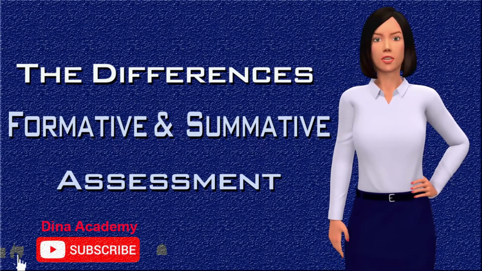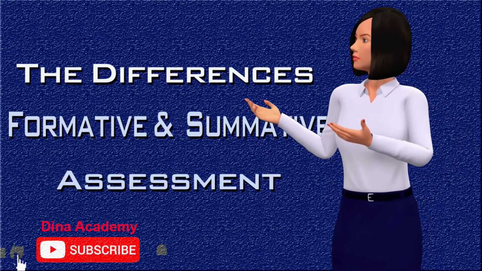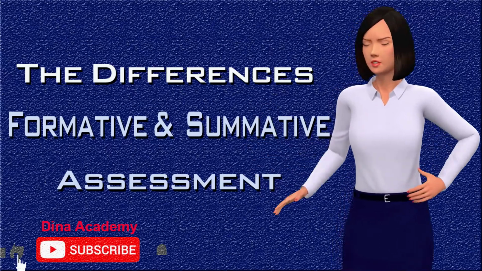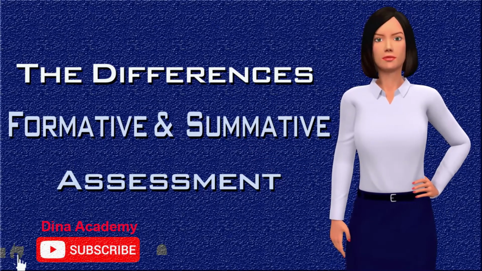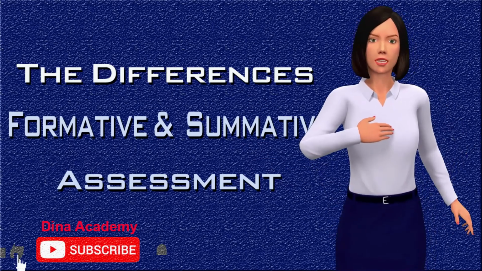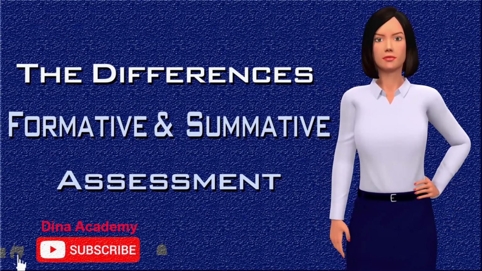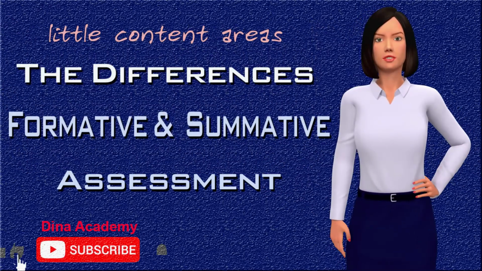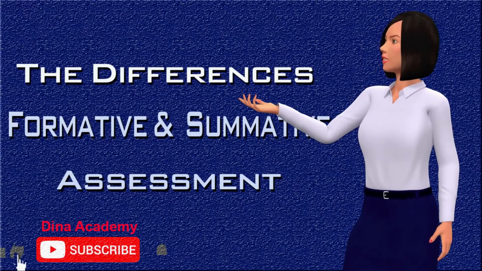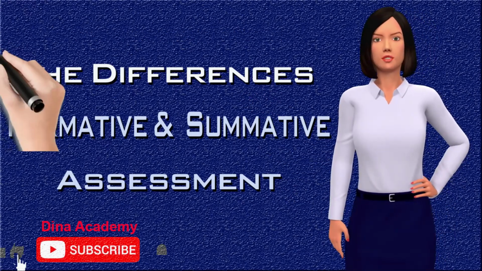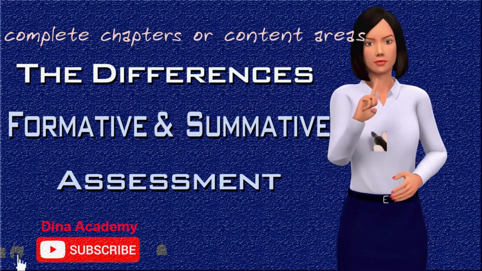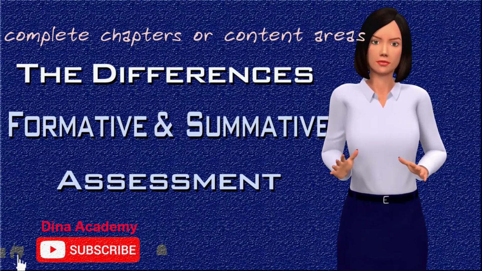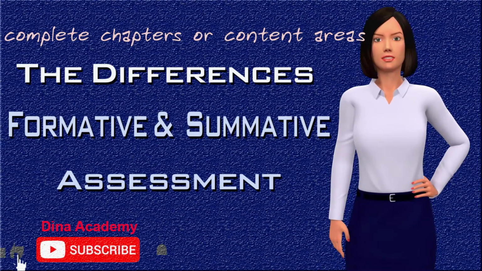Difference 4. Remember when I said that with formative assessment the evaluation takes place several times during the learning process and with summative assessment at the end of a chapter or course? This explains also the size of the evaluation packages. Formative assessment includes little content areas. For example, 3 formative evaluations of one chapter. A summative assessment includes complete chapters or content areas. For example, just one evaluation at the end of a chapter. The lesson material package is much larger now.